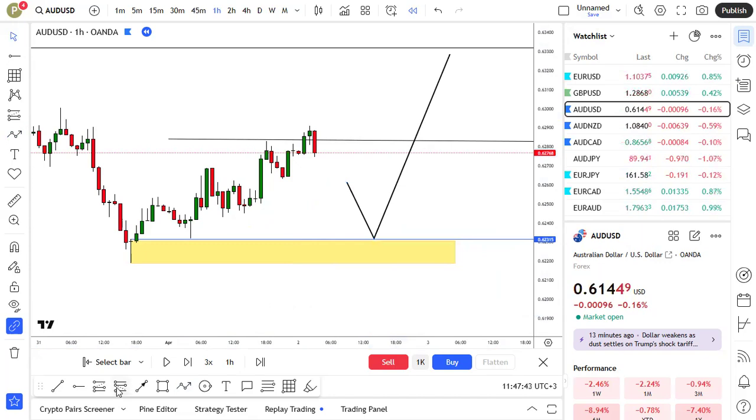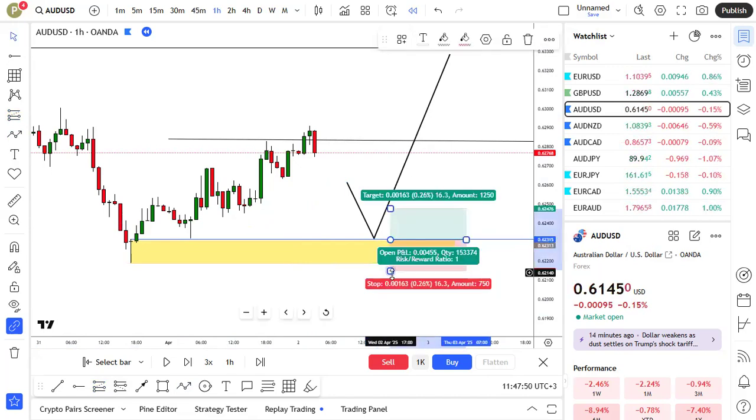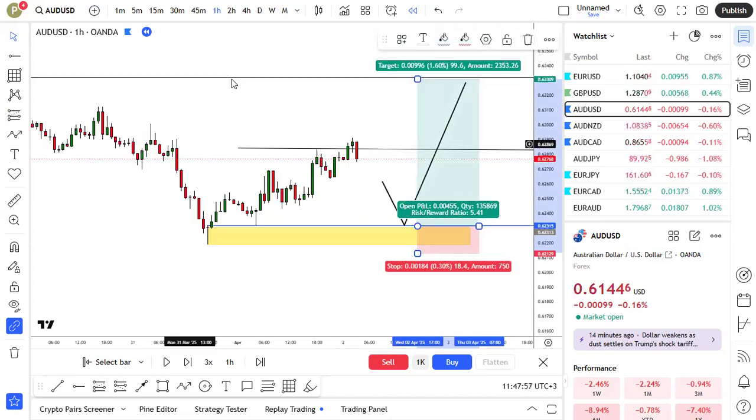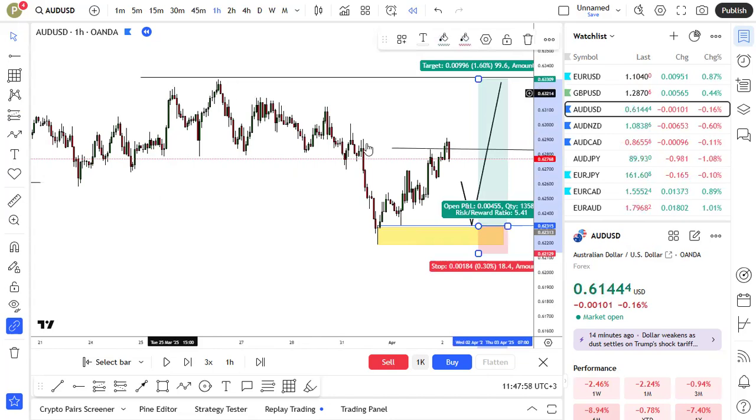If you're going to take a buy, we need to put our entry on that blue line, so cross down there. Our TP should be that. That's our take profit. Remember this level, that's our take profit.